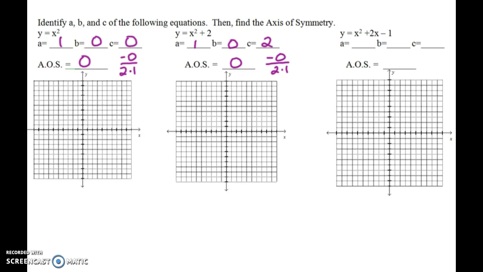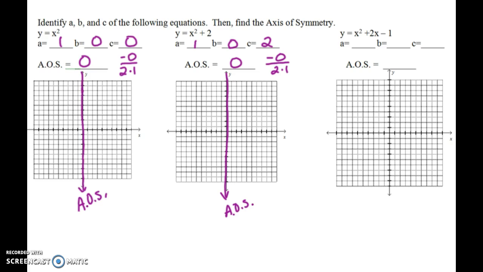So I'm going to go ahead and trace that, because I do want to eventually draw in my line of symmetry. So I'm going to go ahead and put label AOS, because we're going to end up graphing, and I want to use that AOS. It's going to help me graph.